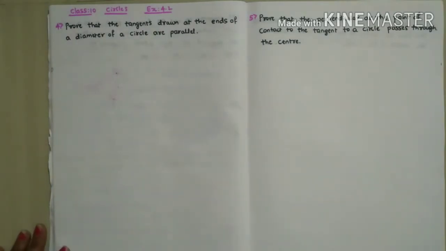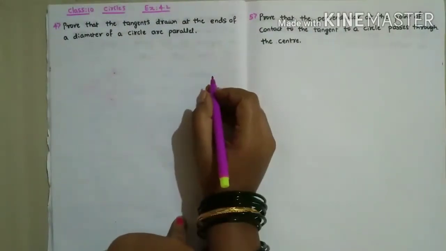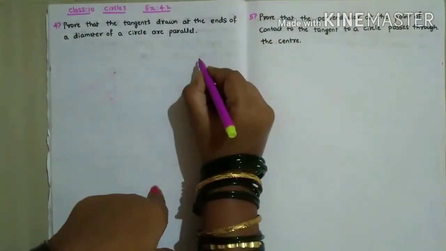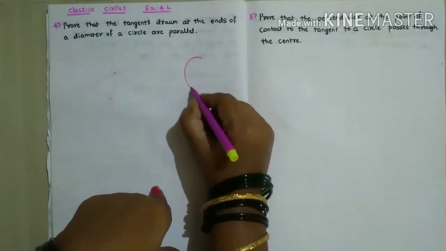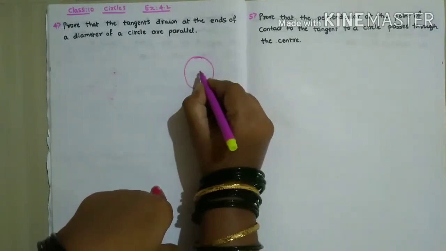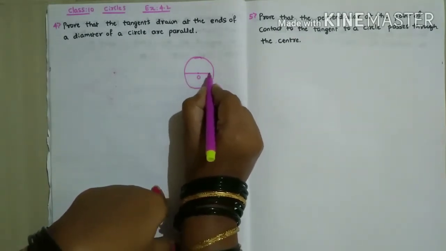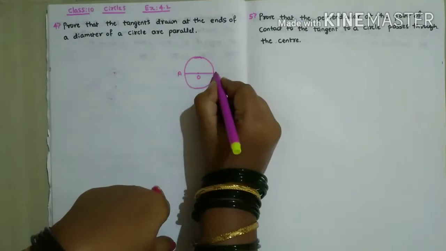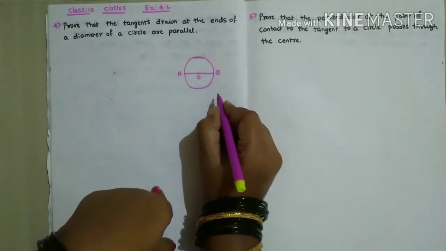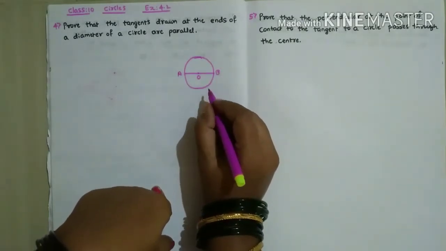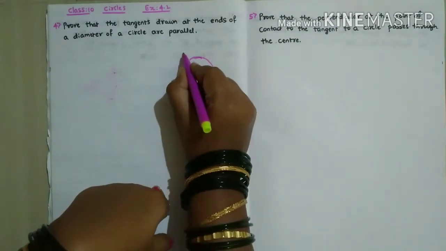First we'll draw the diagram here. We have to draw a circle and a diameter of the circle. Prove that the tangents drawn at the end points of a diameter of a circle are parallel. First I will draw a circle here with center O, and I will take the diameter AB. AB is the diameter of the circle. We have to draw the tangents at the end points of the diameter.